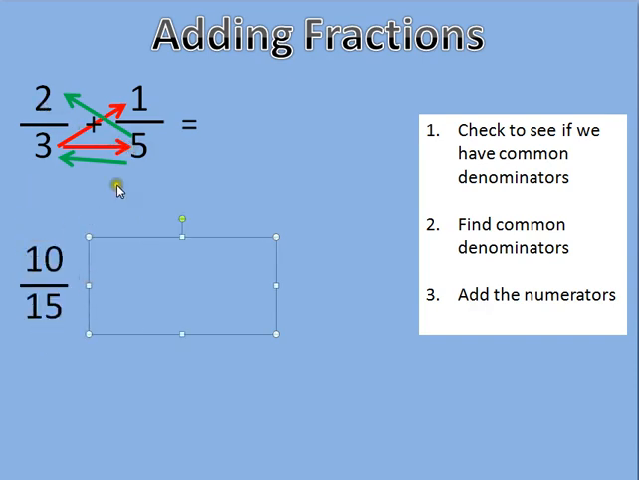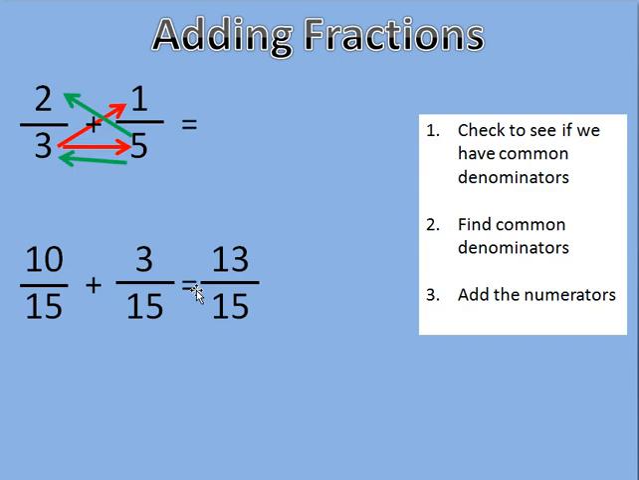5 times 2 is 10. 5 times 3 is 15. Great. Now with my red arrows, I'm going to multiply 1/5 by the denominator of the other fraction, in this case 3. 3 times 1 is 3, and 3 times 5 is 15. So then I just add the numerators. Now my denominator is going to stay the same. 10 fifteenths plus 3 fifteenths equals 13 fifteenths. Now sometimes you'll get to one of these numbers and you'll have to simplify, but 13 is a prime number, so we can't simplify this.